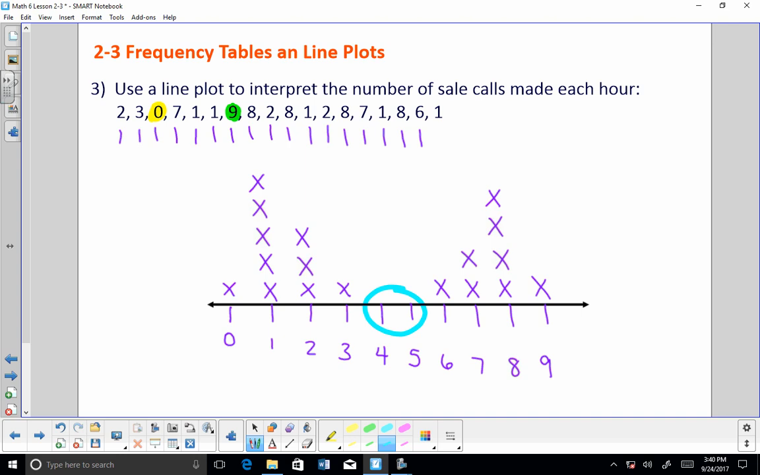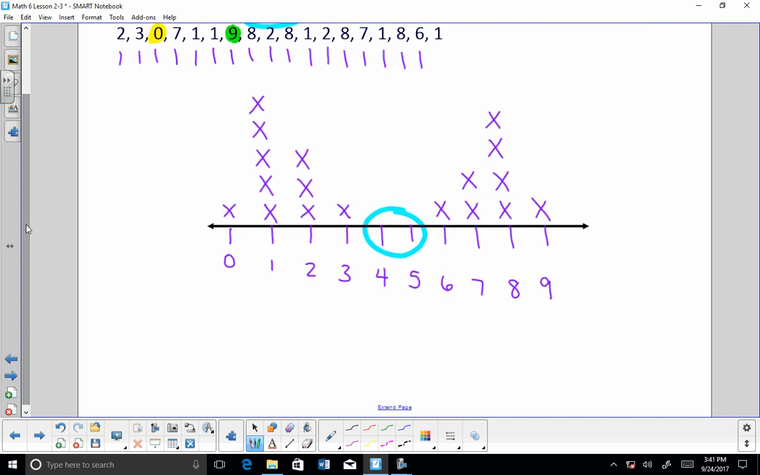If we look at our data, it looks like our salespeople made either a small number of calls between 0 and 3 or a large number of calls between 6 and 9. So if we were going to analyze the data, it says interpret, so we are going to interpret our data. If I was going to interpret this data, I would probably say that no one made 4 or 5 sales calls, but it seems like there was either a small number of sales calls made between 0 and 3 sales calls, or there was a larger number of sales calls between 6 and 9.